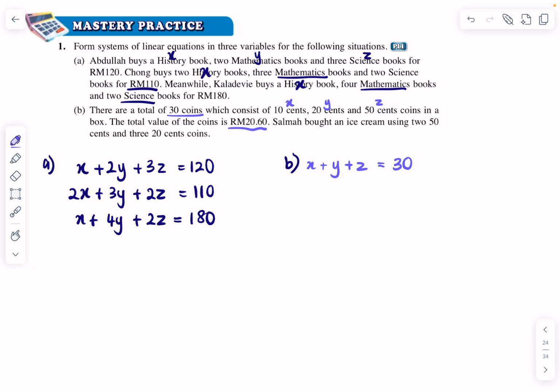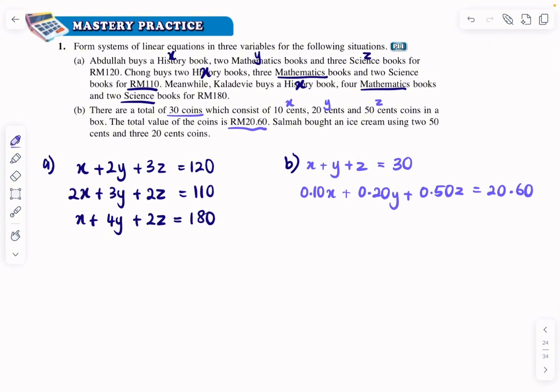Then the total value is this. So 10 cents times X plus 20 cents times Y plus 50 cents times Z must give us 20 ringgit 60 cents.